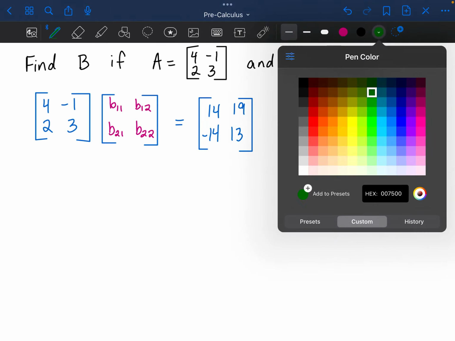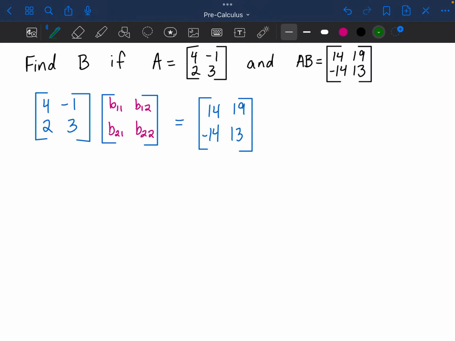So what I like to do is this one right here. To get 14, well, that would be row 1 of A times column 1 of B. So we got this one times this first column. Putting them together, that would be 4 times B11 minus 1 times B21. Then let's go ahead and do the next bit.